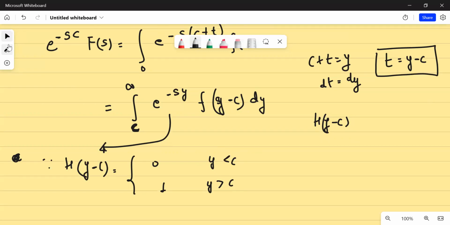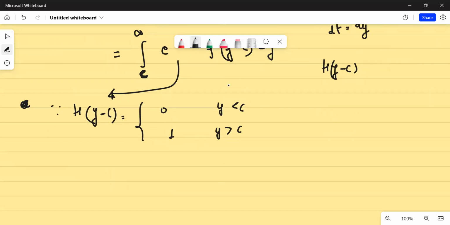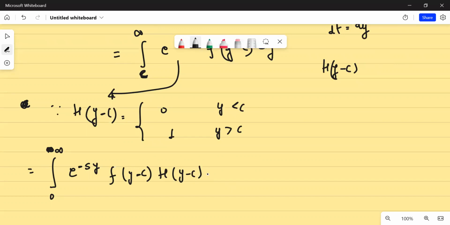So what I will do is simply manipulate this integration. Instead of going from c to infinity, on the left hand side I'll write it from 0 to infinity in such a way that the term from 0 to c does not contribute. So I'll simply write it as the integral from 0 to infinity of e to the power minus sy f of y minus c into the Heaviside function. Is that clear or not clear?